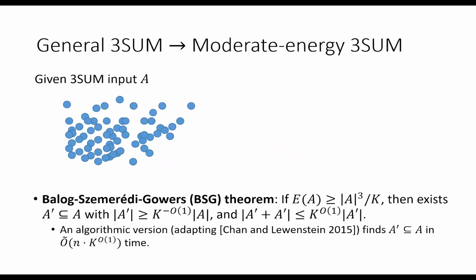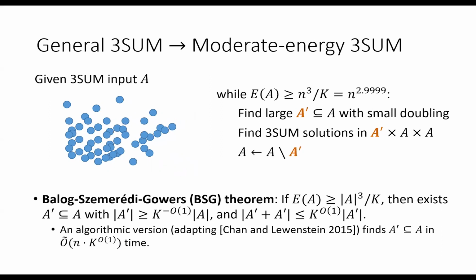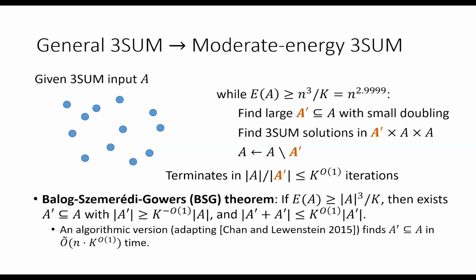Using this algorithmic BSG theorem, we can do the reduction as follows. Given a 3SUM input A with possibly large additive energy, we have this while loop. While the energy is high, we invoke the BSG theorem, which returns a large subset A prime with small doubling. Then we find all the 3SUM solutions that involve A prime. Then we simply remove A prime from consideration and continue with the remaining points. We do this again and again, and finally we arrive at a set that has moderate energy. The number of iterations is pretty small because each time we remove a very large fraction of the set.